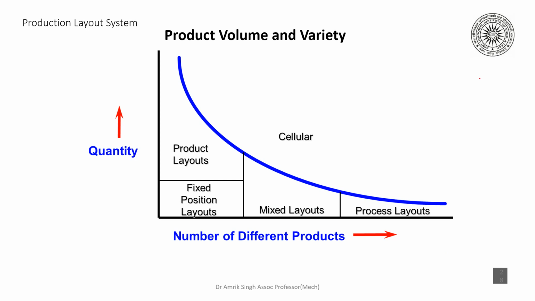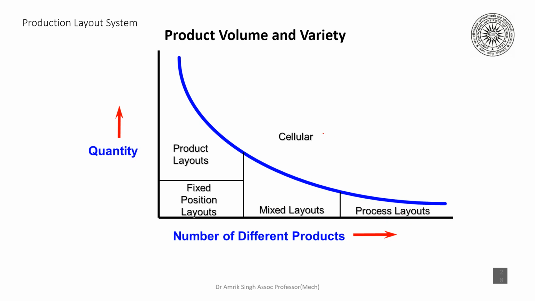So one more graph. Here the quality is there and the number of different products. If the number of different products is low and the quantity produced is not very high, then we will go for the fixed position layout, because the things are to be made, equipment has to be taken to the remote place. If we want quantity high, then we have to go for the product layout. And here if it is more, then we go for the mixed layout, and if it is high, then go for the product.